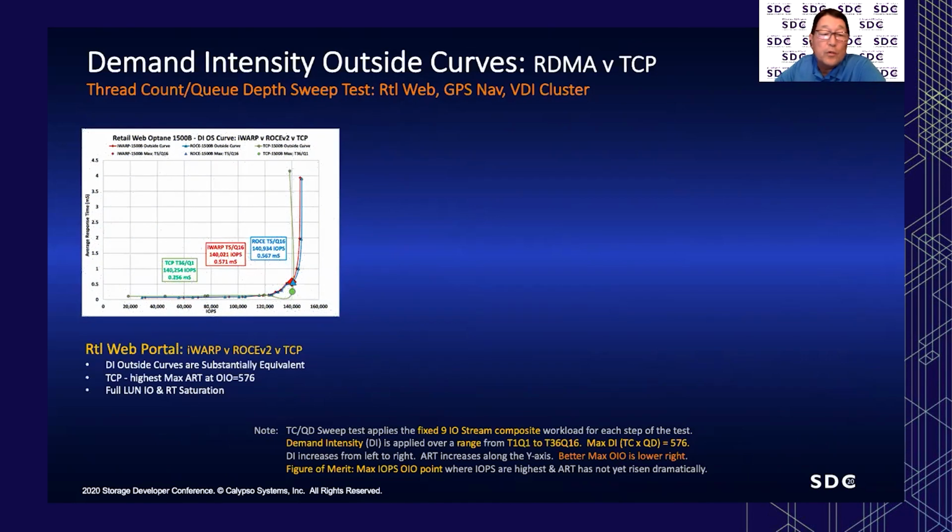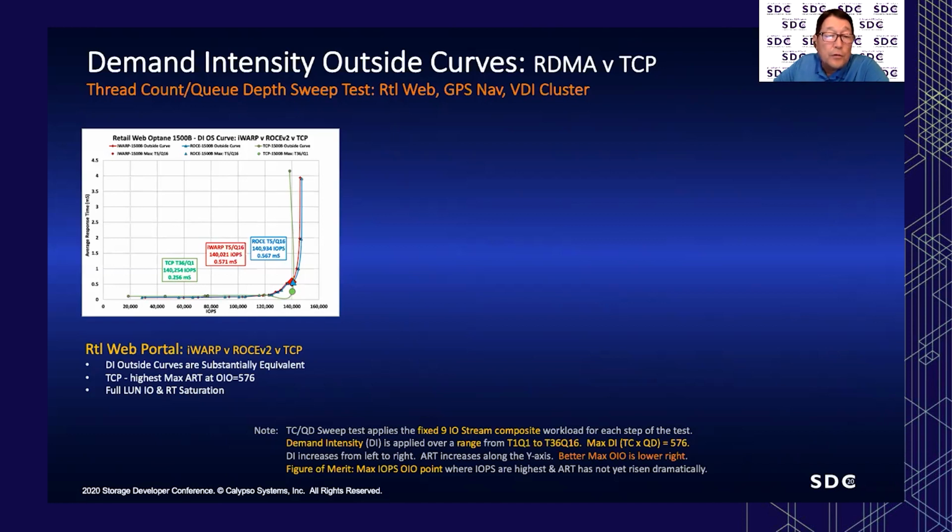So here's a retail web portal. Each line is a different transport, and you can see they all basically have the same curve. On the left-hand side is low IOPS. On the right-hand side is higher IOPS. At the bottom is low response time, and the top is high response time.